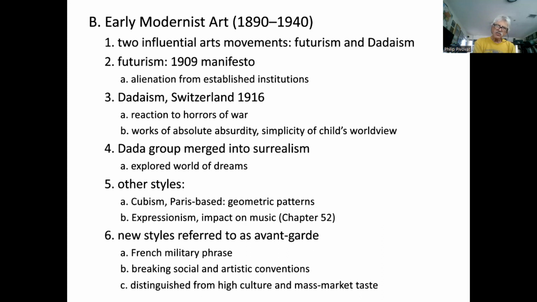So new styles are referred to as avant-garde. And avant-garde is a French term. It's really a military phrase, meaning the front lines, your guard that's right on the front. So a lot of times music or art in general, when it's going in a direction that hasn't been gone in before, it's called avant-garde. So what's avant-garde? It's distinguished from high culture and mass market taste. Again, if everybody likes it, it can't be avant-garde. And if the rich people like it and go to concert halls, well, it can't be avant-garde.